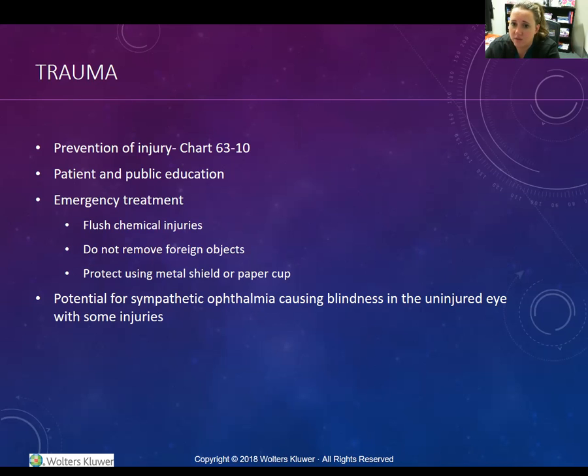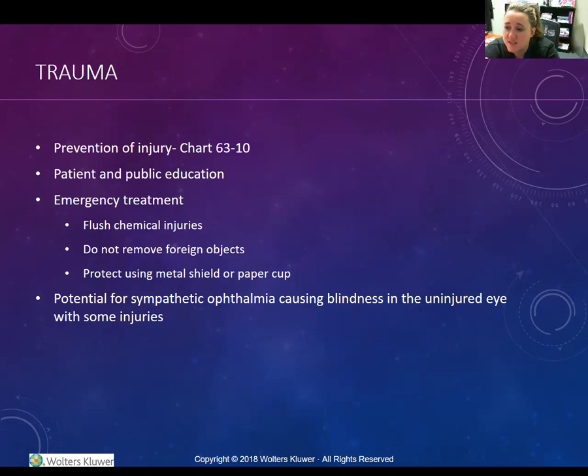So they do training with people who work with chemicals at the job site, that if chemicals come in contact with their eye, they need to be flushed on site prior to coming into the emergency room. So those are going to be irrigated with tap water or normal saline on site before transfer. And then, of course, again, irrigated in the emergency department when they come in. Foreign objects should be protected from jarring, and we don't want to remove them. This can cause further ocular damage, so we want to cover it with a metal shield or something to protect it from getting jarred, if possible.